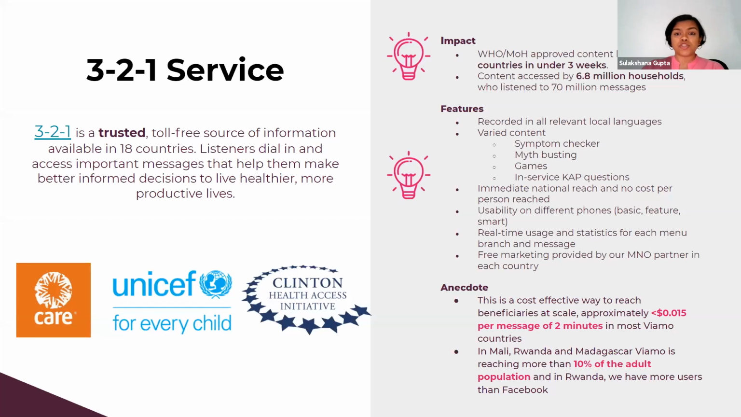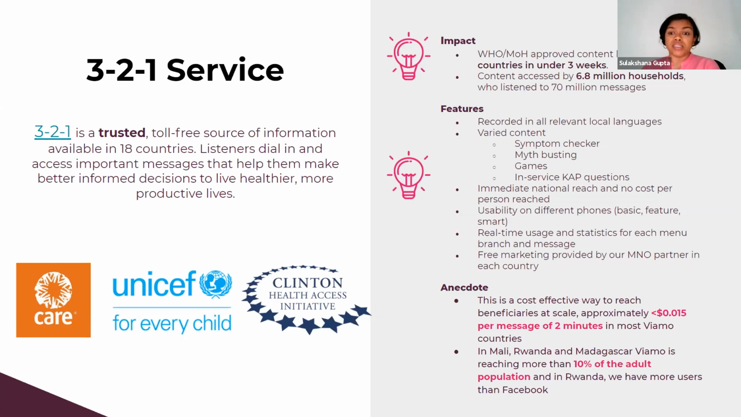I just want to briefly touch on some of the Vmware solutions that we've leveraged here. The first one I want to talk about is the 3-2-1 service, which is a strategic partnership with mobile network operators in 18 different countries. Because of this partnership, the mobile network operators give us free calls to set up a national toll-free information service, which is really like the Wikipedia for basic phones, with access to information on a wide variety of topics in local languages. So how were we able to use this?